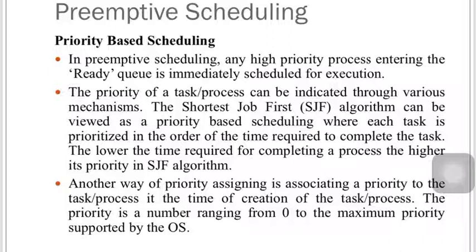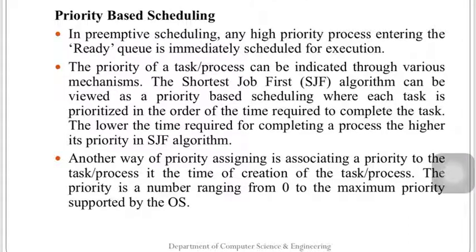The priority of the task or a process can be indicated through various mechanisms. So the shortest job first algorithm can be viewed as priority based scheduling, where each task is prioritized in the order of the time required to complete the task. So in shortest job first, the one who requires less time will go first. So based on the time required, we can assign the priorities to the particular task. So that is one mechanism. The lower the time required for completing the process, the higher the priority in SJF scheduling. Okay, so both we can correlate. Another way of assigning priorities is associating a priority to the task or a process.